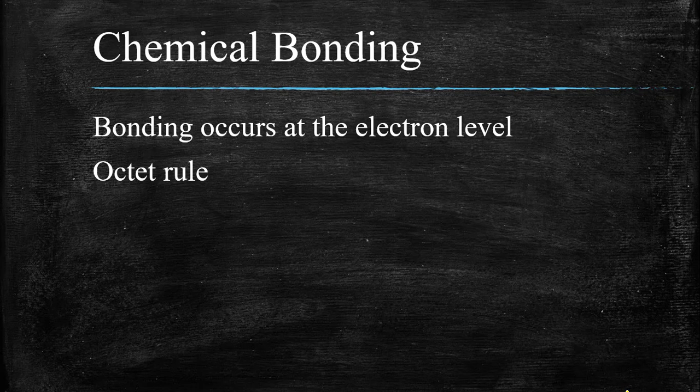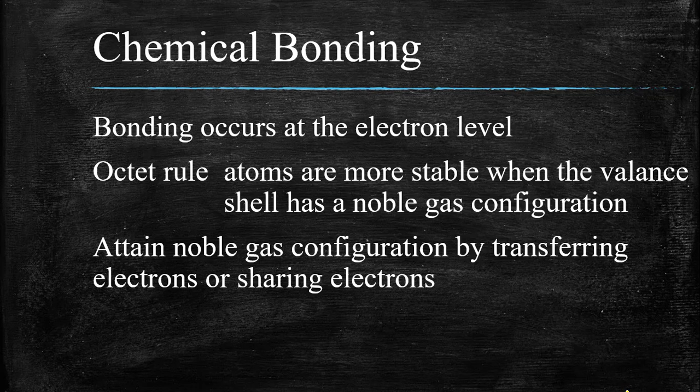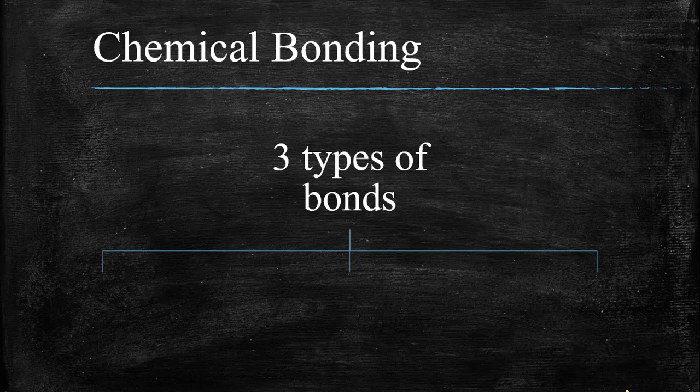The octet rule comes into play, and the octet rule states that atoms are more stable when the valence shell has a noble gas configuration. You can attain a noble gas configuration by transferring electrons from one atom to the other, or sharing electrons between atoms. And there are three types of bonds that we're concerned with.